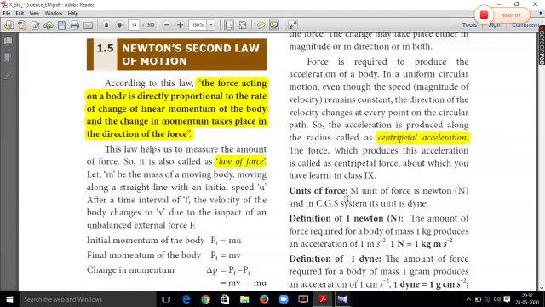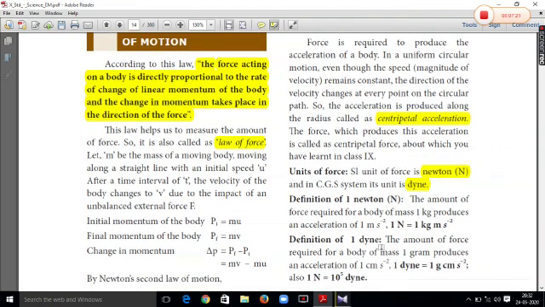Now, let us see the definitions. Unit of force. The SI unit of force is Newton, and in the CGS system its unit is dyne. Definition of 1 Newton. The amount of force required for a body of mass 1 kg to produce an acceleration of 1 m s^-2. That is, 1 Newton is equal to 1 kg m s^-2.